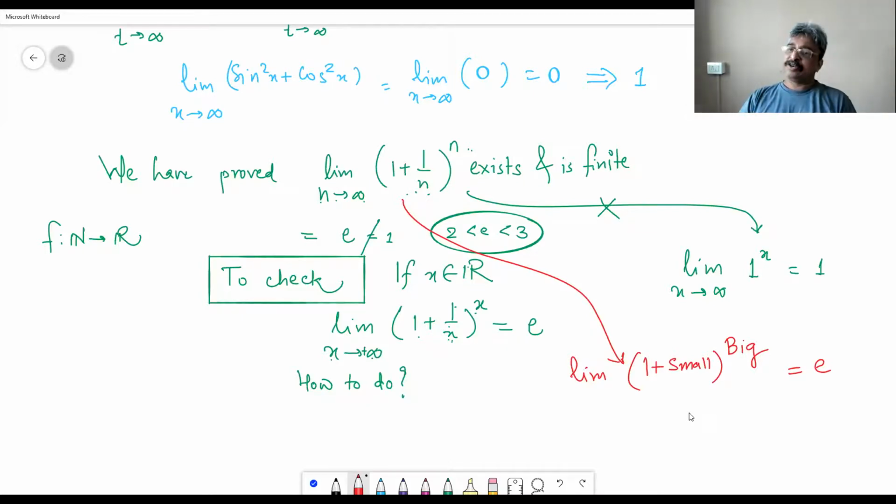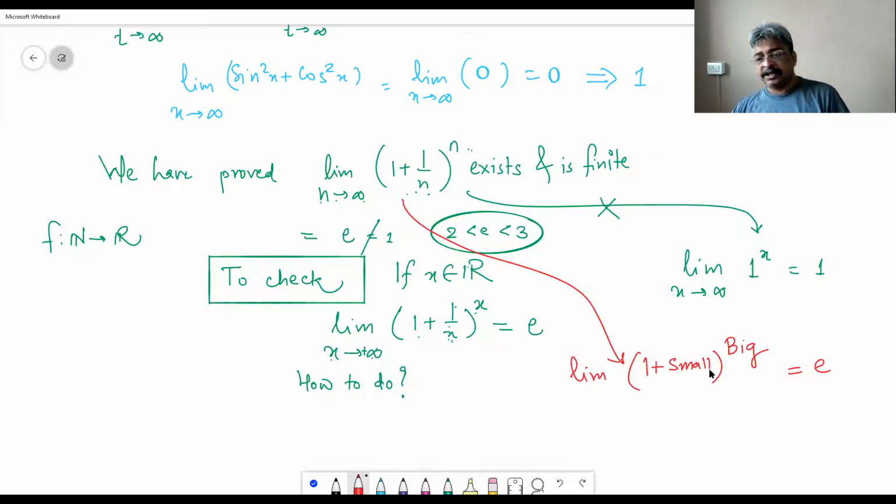And therefore it is not converging to 1, but it is converging to a value which is greater than 1. But that small is not so big that it is going beyond 3. The small is small every time you put a value of n. So that is making it very, very interesting.